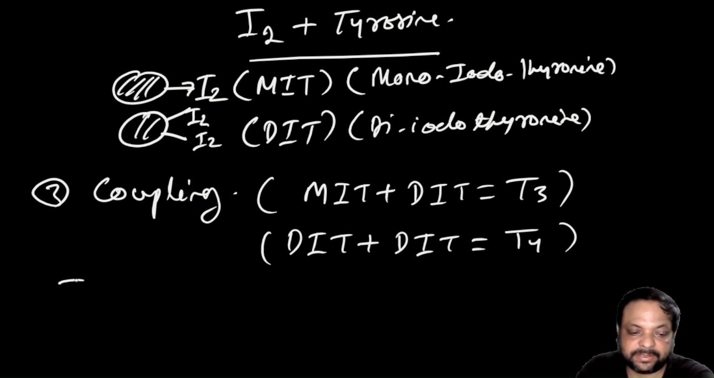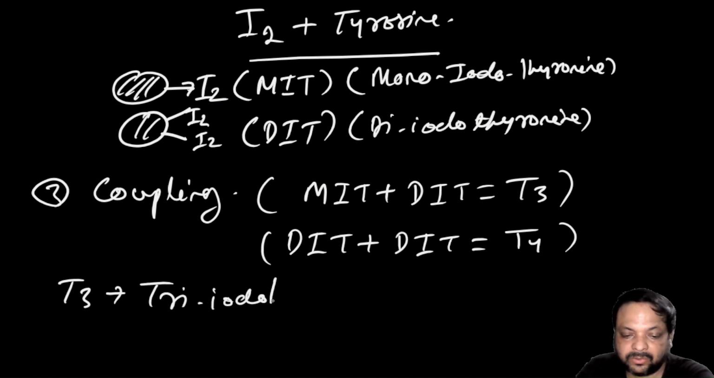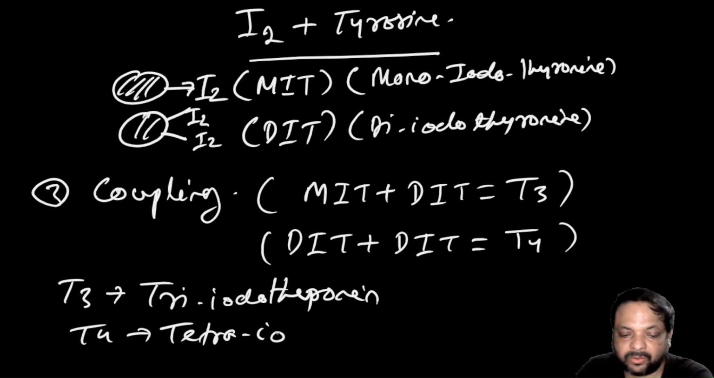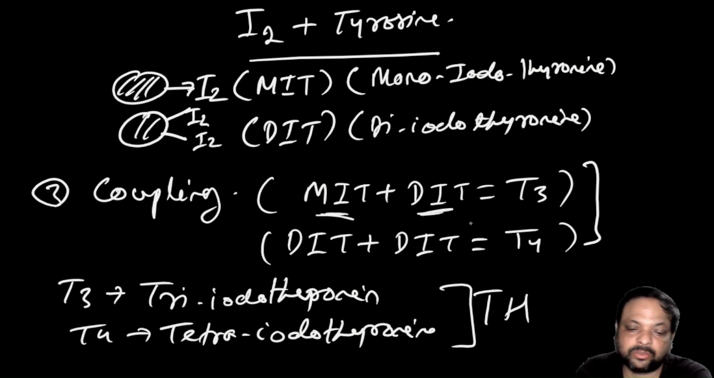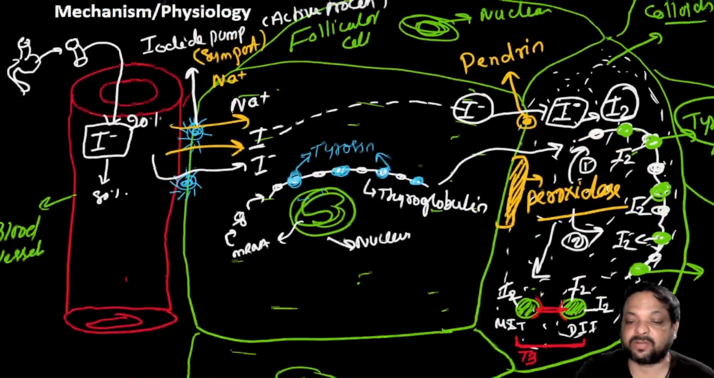Got it? So this T3 is a hormone that is called triiodothyronine, and T4 is also a hormone that is called tetraiodothyronine. So these both are thyroid hormones. Got it? So this is called coupling, meaning attachment or binding of mono with di, or both di are attached, to produce two different types of thyroid hormones. One is called T3 hormone, another is called T4 hormone. This is how the mechanism takes place inside the colloid.